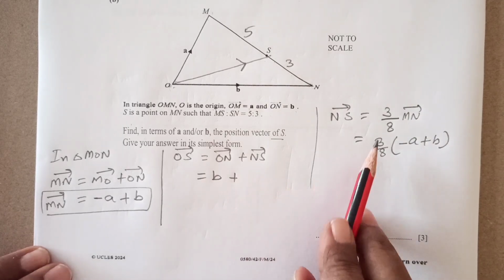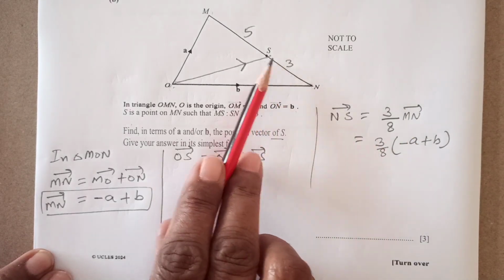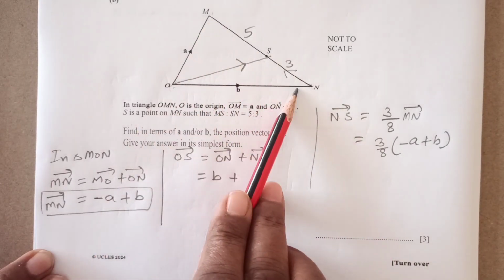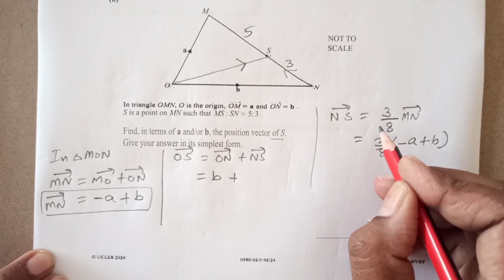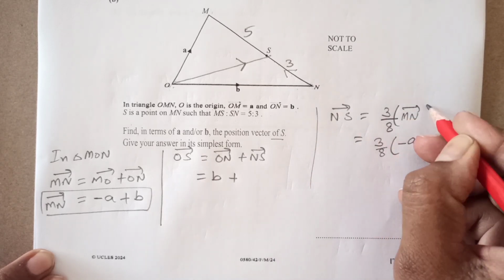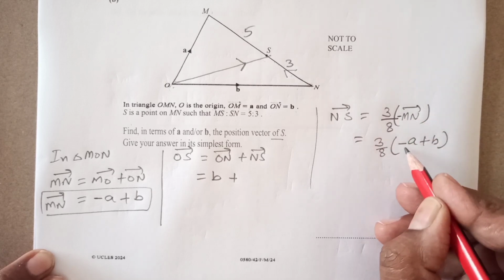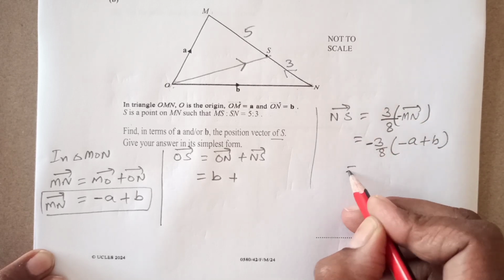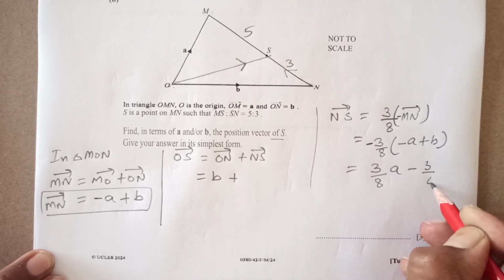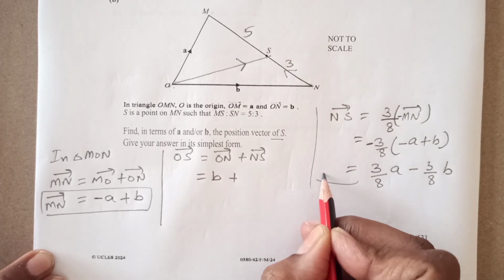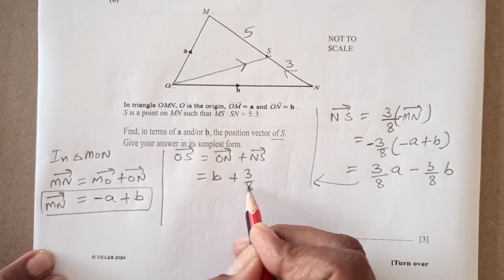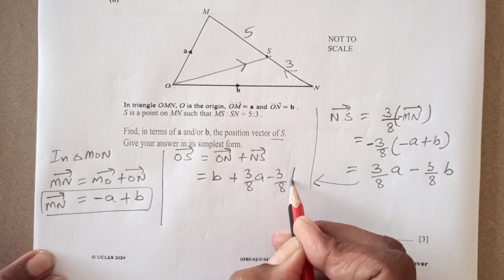NS is this way and MN is this way. So we have to take the opposite side of MN, so we can take the negative of MN. That's going to change the sign here. So this will become 3 over 8A minus 3 over 8B, right? We are going to substitute this value over here, so NS is going to be 3 over 8A minus 3 over 8B, right?